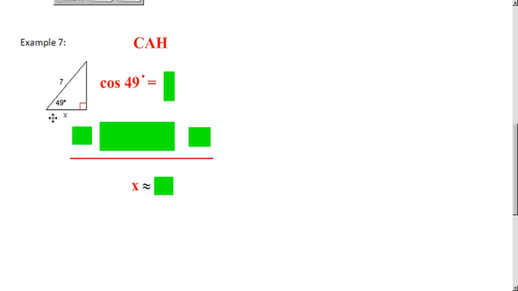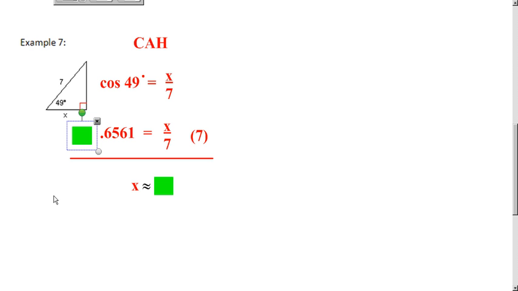Start with your angle. Cosine 49 degrees equals adjacent, which is x, over hypotenuse. So adjacent x over hypotenuse 7. Find the cosine of 49 degrees. Remember, round to the nearest 10,000th. 0.6561 equals x over 7. Get x alone. Multiply both sides by 7. And we find out x is approximately 4.6.